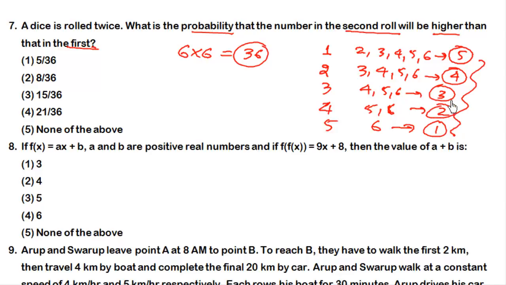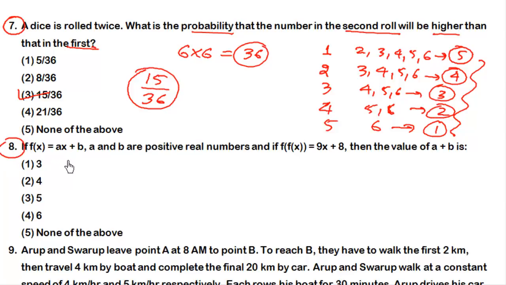If I add 1 plus 2 plus 3 plus 4 plus 5, it comes out to be 15. So we can say that 15 is favorable, 36 is total. So 15 by 36 should be the answer, which is option 3, right? Such questions we usually solve in the very first exercise whenever we study probability. So it's not a very difficult question, I would say. Now moving to question number 8.